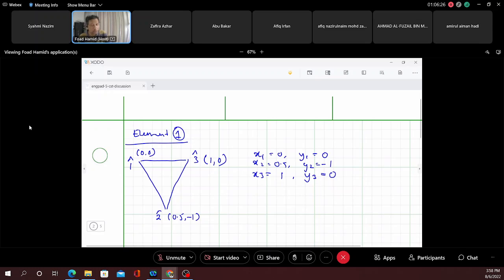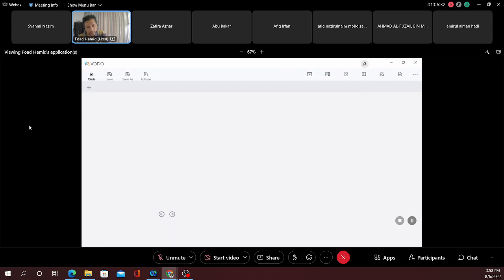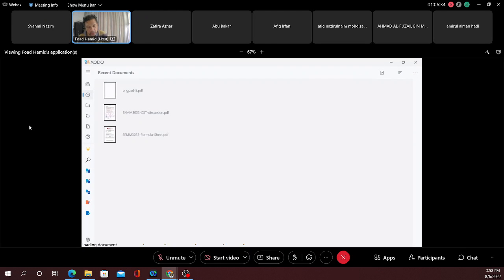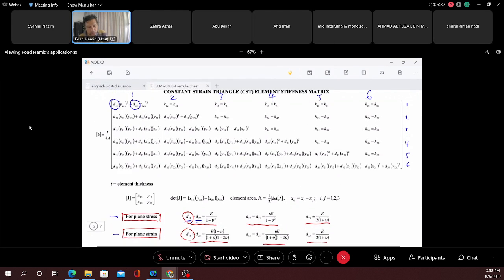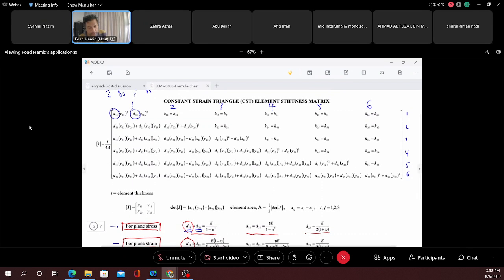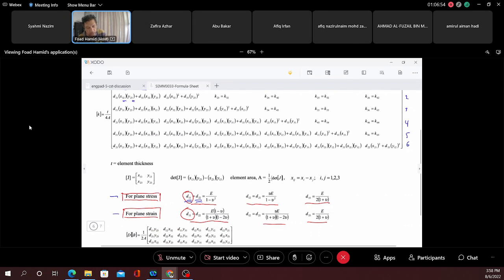Okay, so what else do we need in the formula? We also need this thing here. So we have calculated D11 and so on, and we also need y23, x32, and a lot of other things here. What are all these numbers? And also we need this, because we need J here, because we need to calculate the area of the CST. So we need to find what is J here.